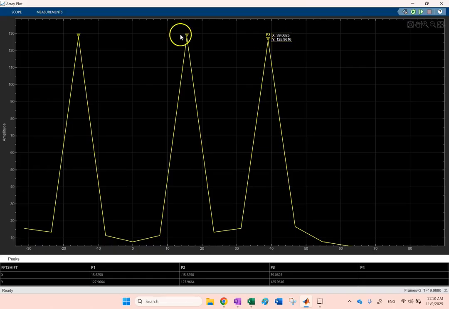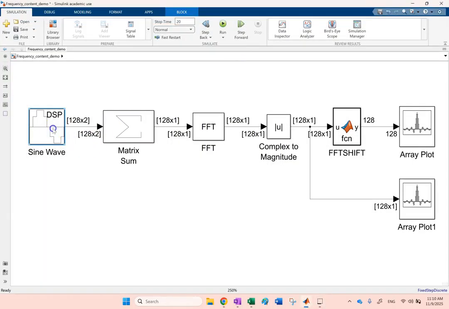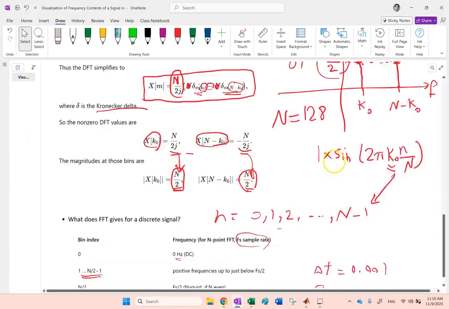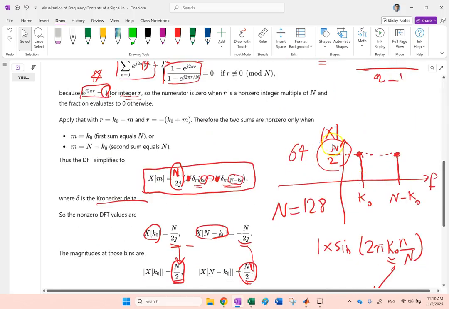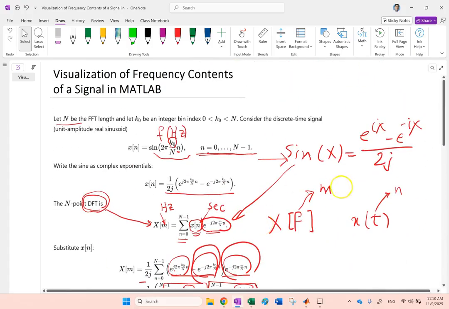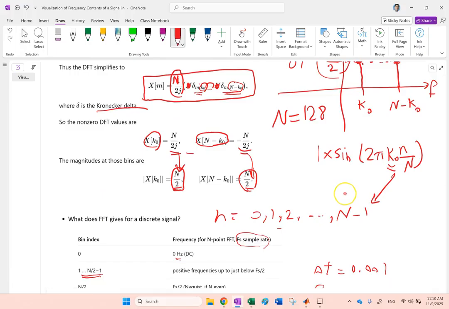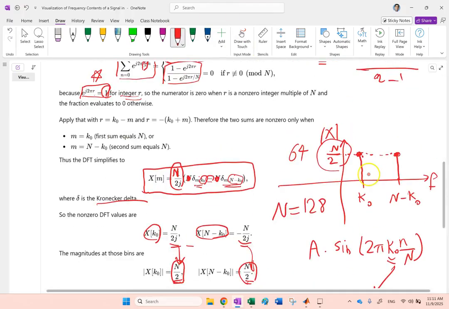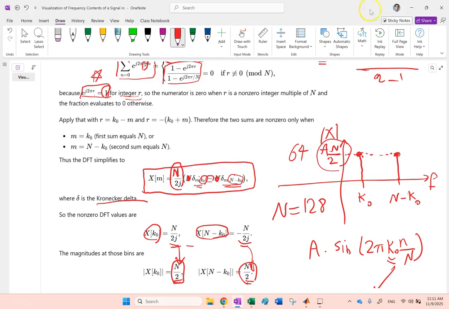So now, since the magnitudes here are 128 and the length of the signal is 128, I expect the amplitude to be 2, because remember, here we have n over 2. If the signal here, let me put it this way, if the signal here is A times this, the magnitude you'll get in the FFT is A times n over 2. So clearly you can find A.